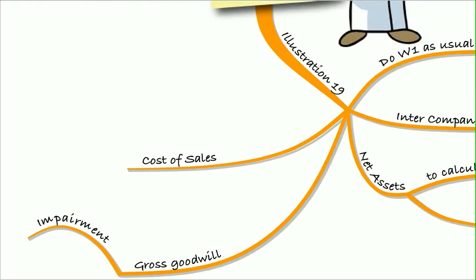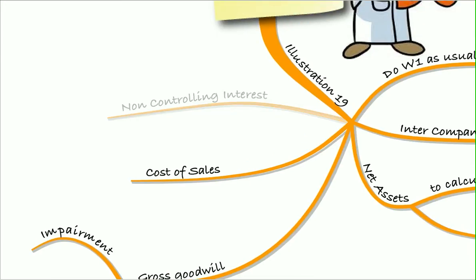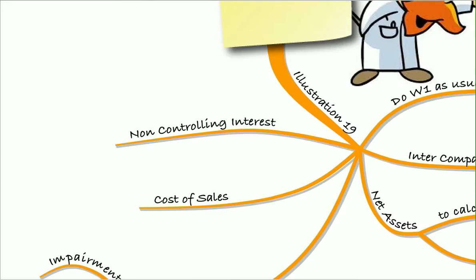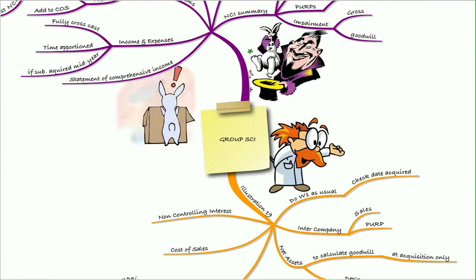We needed a working for cost of sales because there would be a few adjustments going through that. And we needed a working for our non-controlling interest, i.e. the non-controlling interest share of the group profit. So roughly speaking, those are the workings that you will need for an income statement, and you need to make sure that you know how to do the NCI share of profit for the year. So that was our recap of the group statement of comprehensive income.